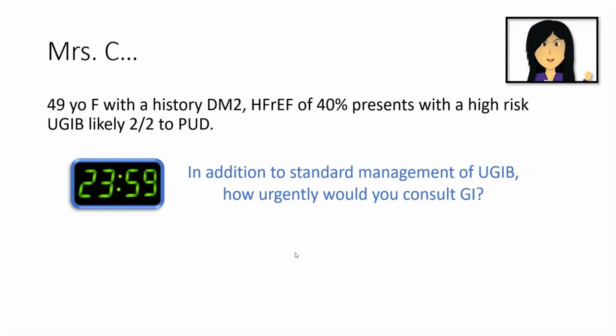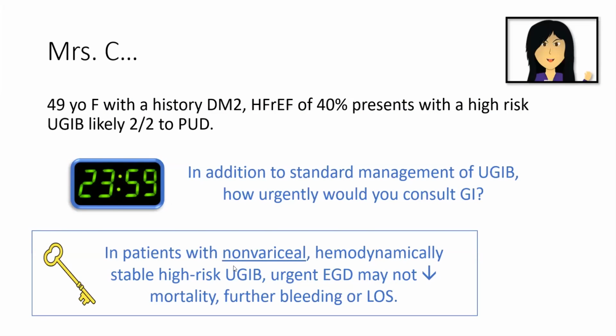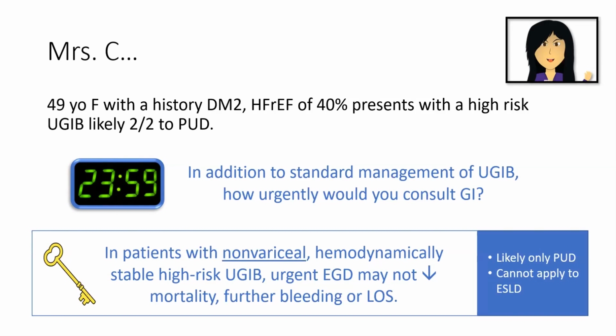And so for Ms. C, I would agree with you here. In patients with non-variceal, hemodynamically stable high-risk GI bleeds, urgent endoscopy within the first 6 hours may not actually improve outcomes. But this likely can only apply to patients with ulcerative bleeds, and this is not generalizable to patients with cirrhosis.